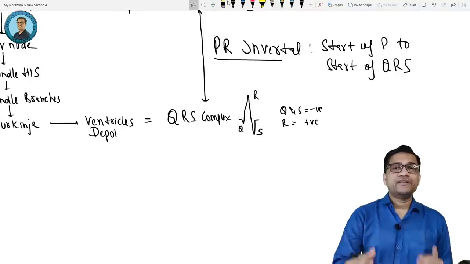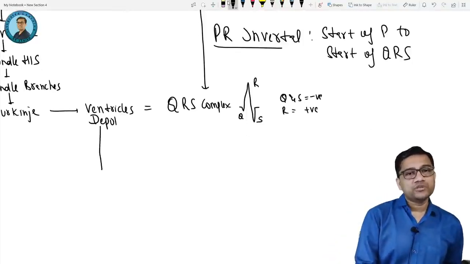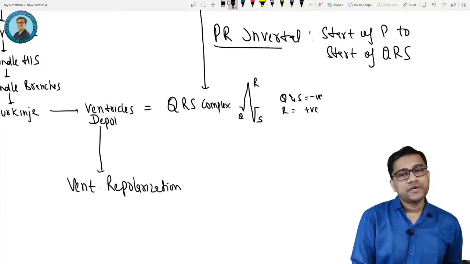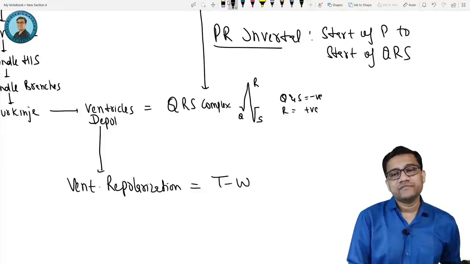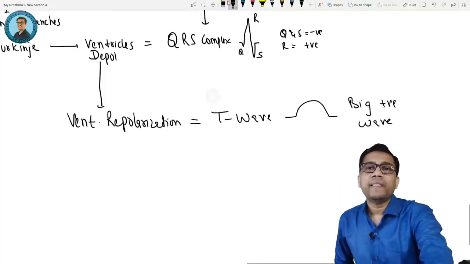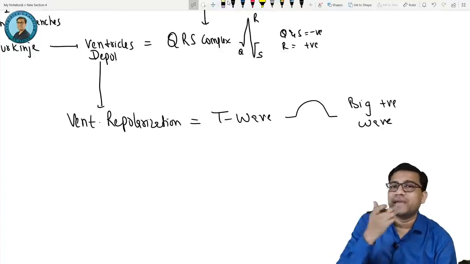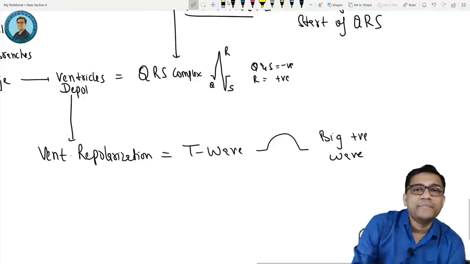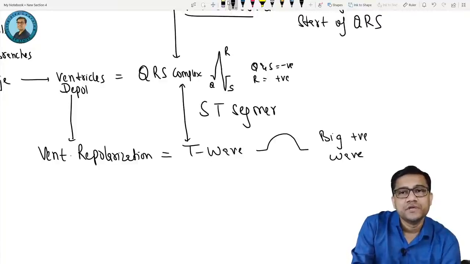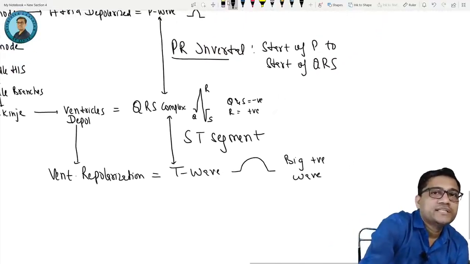Then what happens? The ventricles will also undergo repolarization. Ventricular repolarization gives us the T wave, which is a big positive wave. Again, there must be a gap between these two, and the gap between the QRS and T is called the ST segment. I'll show all of it later. ST segment. Okay, so what are the things you have to learn?